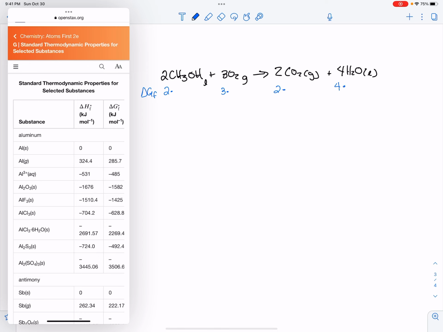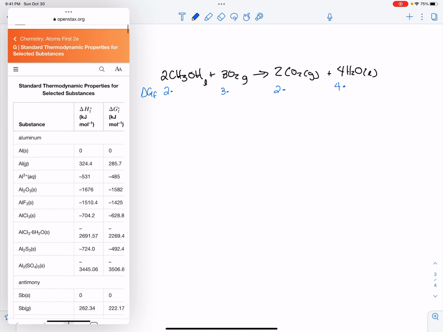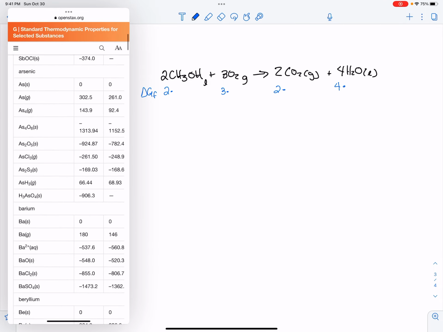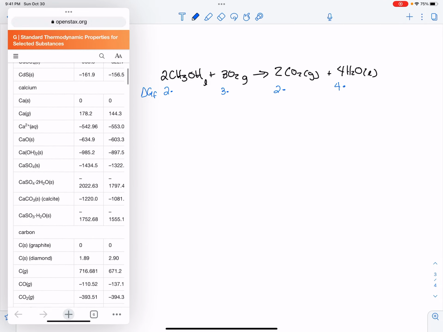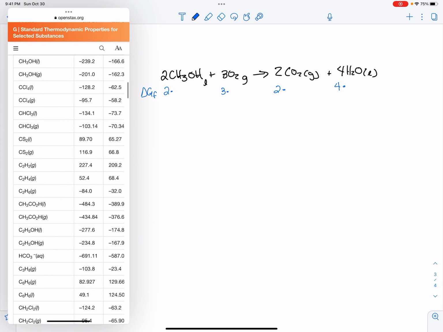is to put your coefficients out there, because the numbers in this chart here are only per 1 mole. And so if you have a coefficient, that means you have more than 1 mole, so we have to scale it up basically. So I'm going to go to the C's for the CH3OH. There it is. And I need to make sure this is the liquid form of it. So that's the top one.